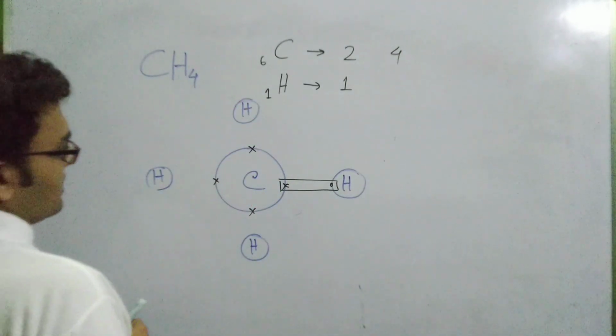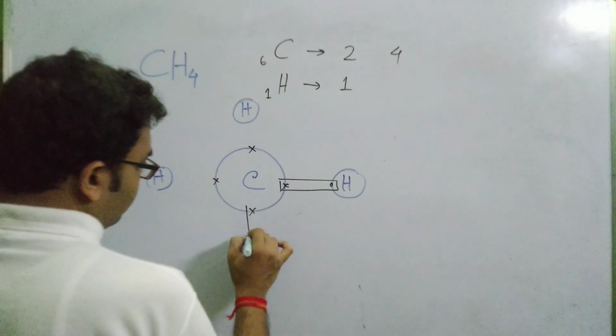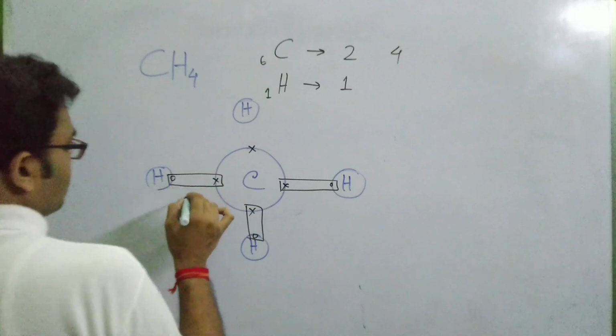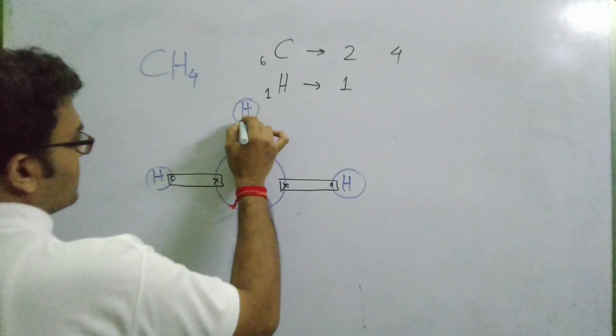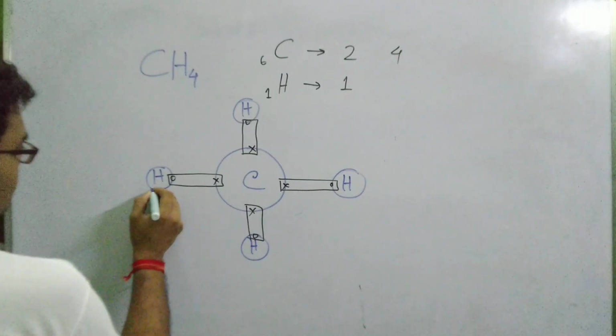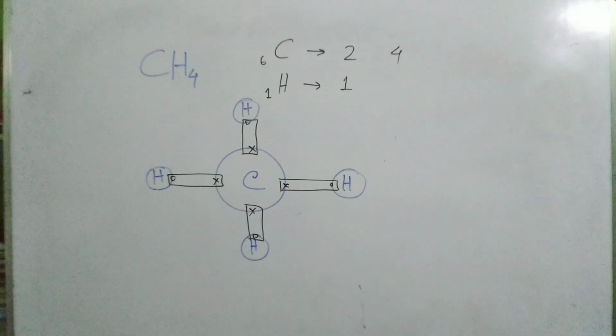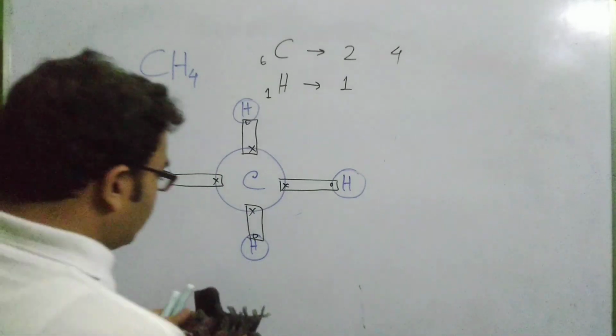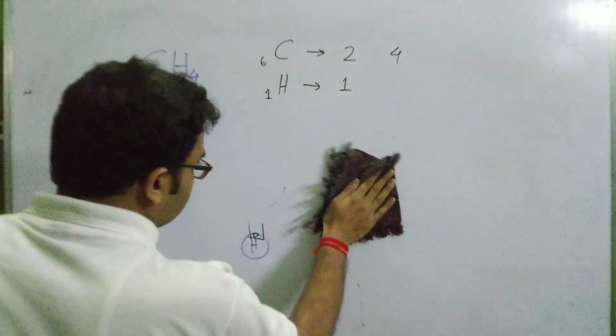Now, this hydrogen atom also shares its one pair of electrons. This hydrogen atom also shares its one pair of electrons. Also, this hydrogen atom shares its one pair of electrons. Like this, 4 pairs of electrons are being formed. And the carbon now has 8 electrons: 4 electrons of its own, and the other 4 electrons are being shared by the 4 hydrogen atoms. In this way, the structure of methane is formed.